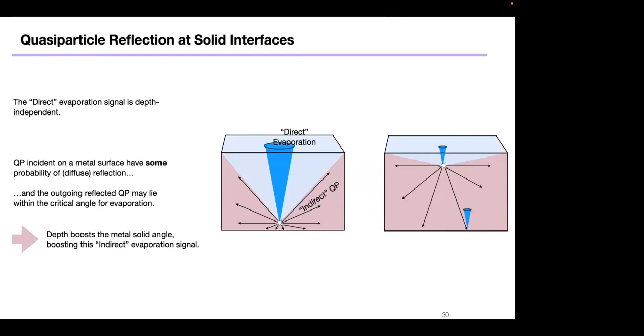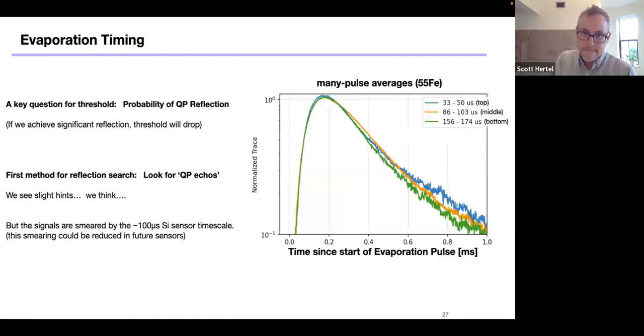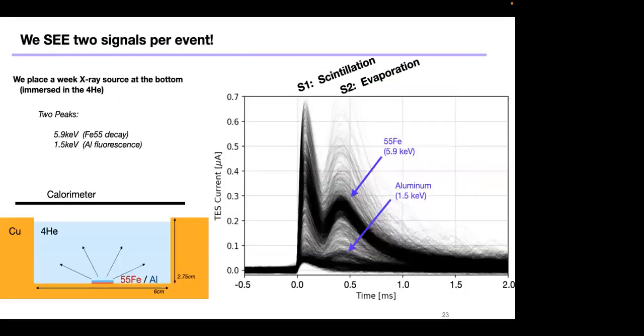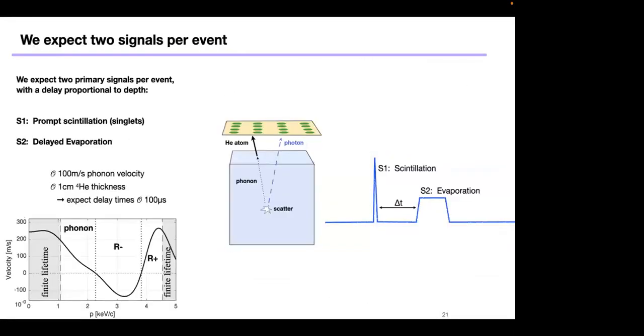When you push the limit to detect few eV events or even sub-eV events, you only have the evaporation signal. In this case, how could you distinguish between nuclear recoil events and electron recoil events?